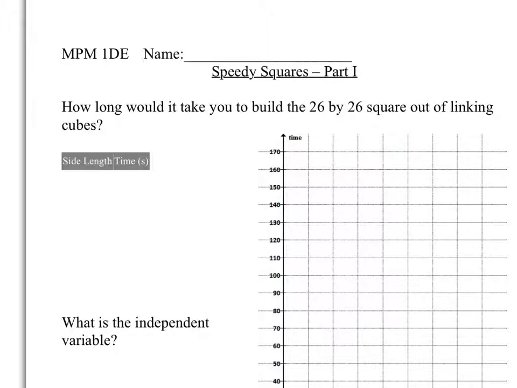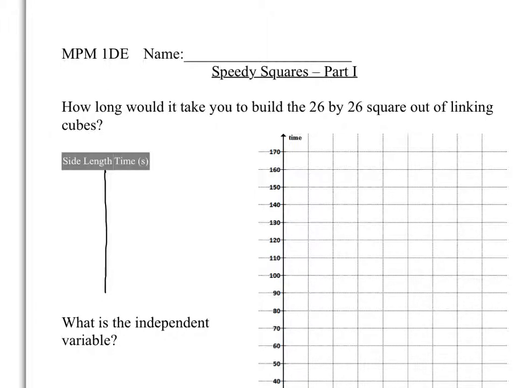At first, I asked you how long it would take you to build a 26 by 26 square out of linking cubes. So you had your T chart where you had side length and time, and you couldn't do a side length of 0 because, well, 0 is 0. If the linking cubes were one square themselves, if you picked one up, then you're done, and it takes you 0 seconds or less than 1 second.